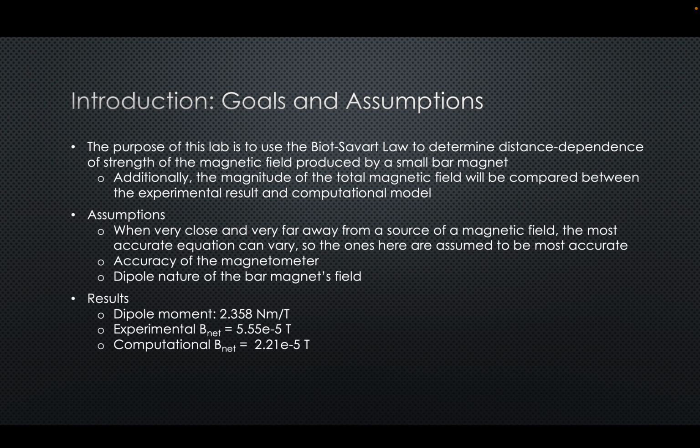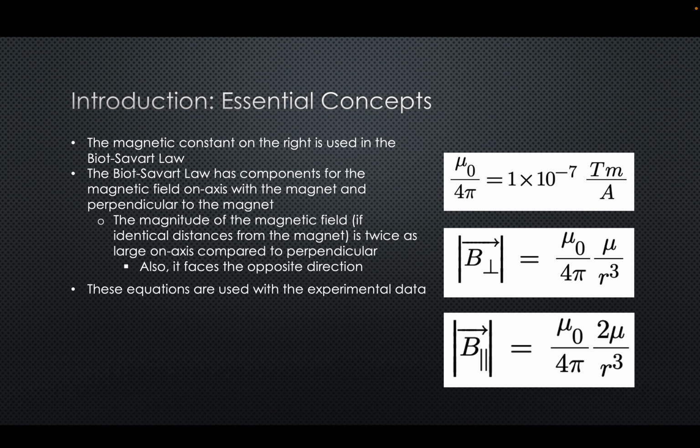Here we assumed a couple of things, such as the accuracy of the equations, the magnetometer, and the dipole nature of the bar magnet. And the main results found that the dipole moment was 2.358 nanometers per Tesla, and the experimental and computational net magnetic field differed, as seen below.